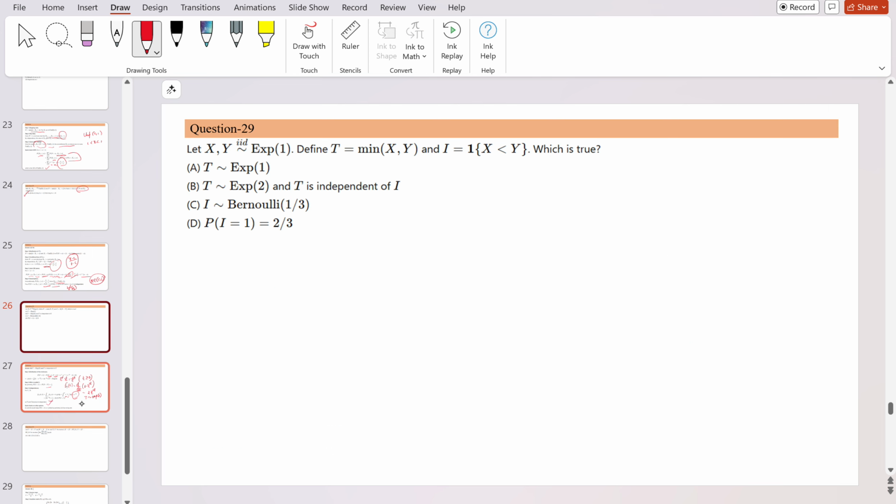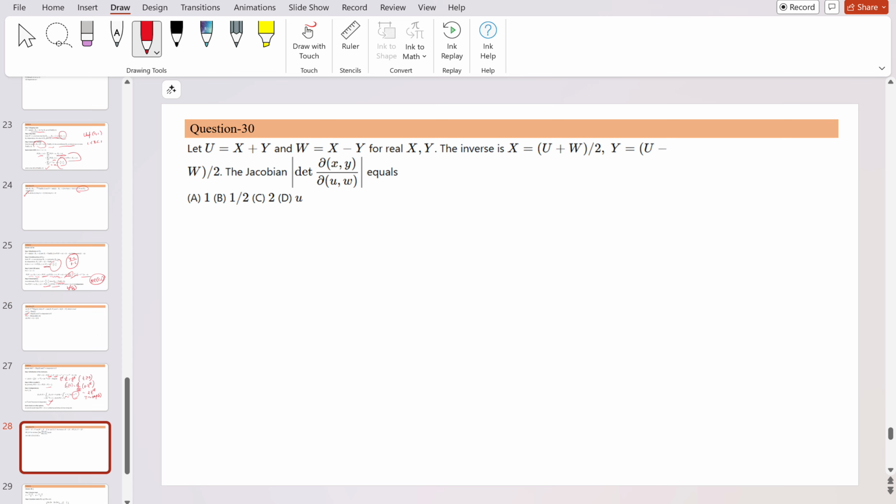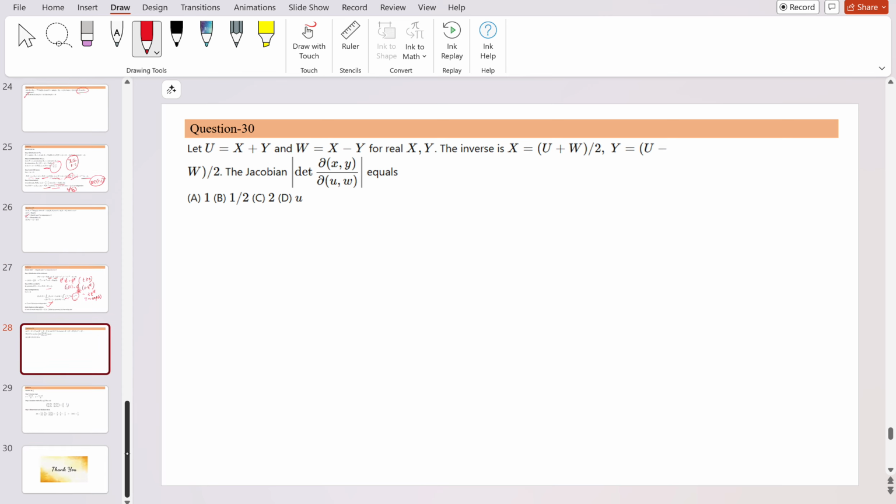So the correct option, when you see that, is option B. So T is exponential of 2 and T is independent of I. Okay, let's move forward, try to solve the last problem of today's tutorial session.